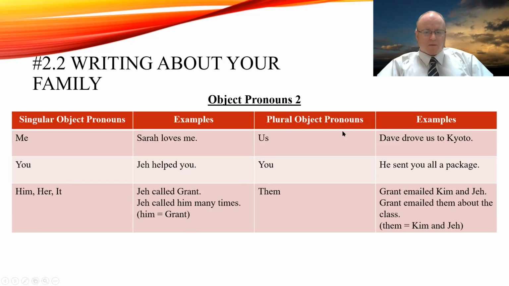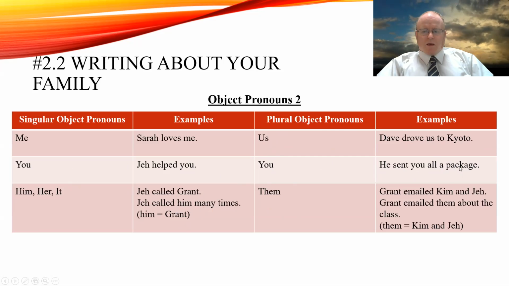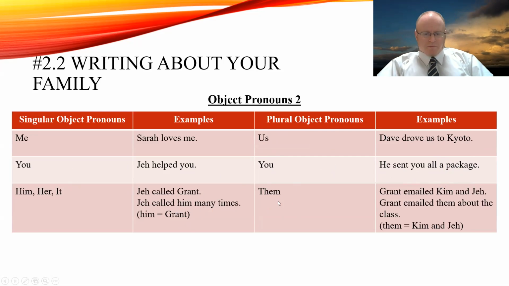Or for plural object pronouns, we have us, you, and them. For example, Dave drove us to Kyoto, or he sent you all a package. In this case, with the plural form, he sent a package to each person, so more than one person. Them, Grant emailed Kim and Jay. Grant emailed them about the class, so them means or refers to Kim and Jay.